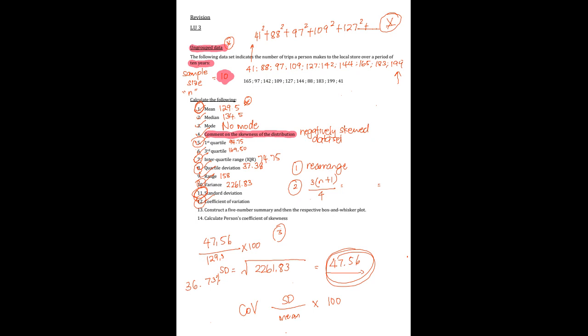Then the next one is to construct a 5-number summary and then the respective box and whisker plot. Here you will need your answers to be listed out in ascending order, just because this is the way in which it needs to be able to identify the skewness. Because there's only 10 values, please pay careful attention to how your box and whisker plot is drawn up.